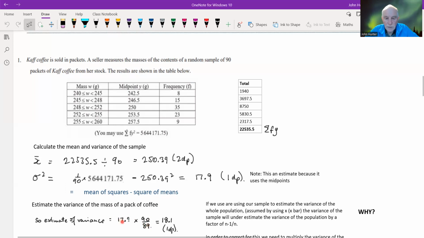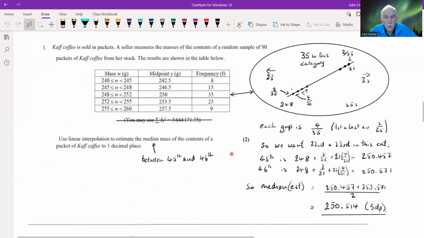So 17.9 is the variance of our data. 18.1, therefore, is our estimate of the variance of the population. So that is something to bear in mind. Now, why this is the case? It does seem rather counterintuitive, but we'll provide an illustration as to why this is the case in another video. Okay, so that's good.